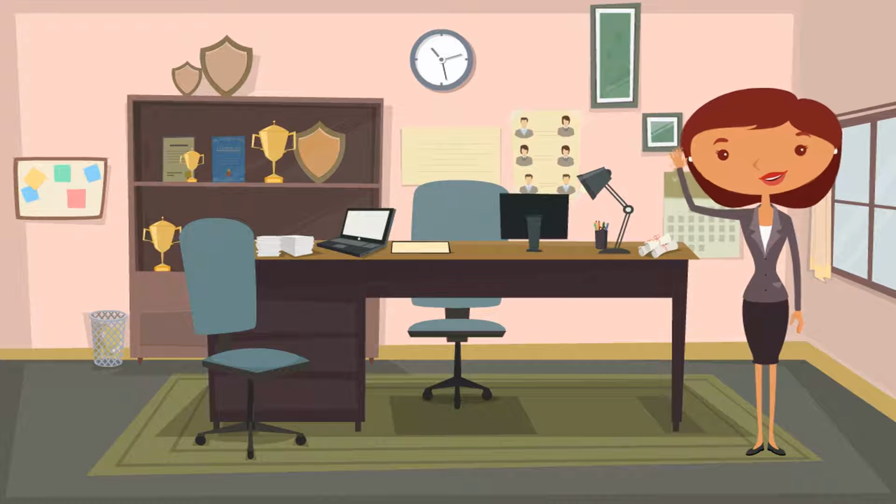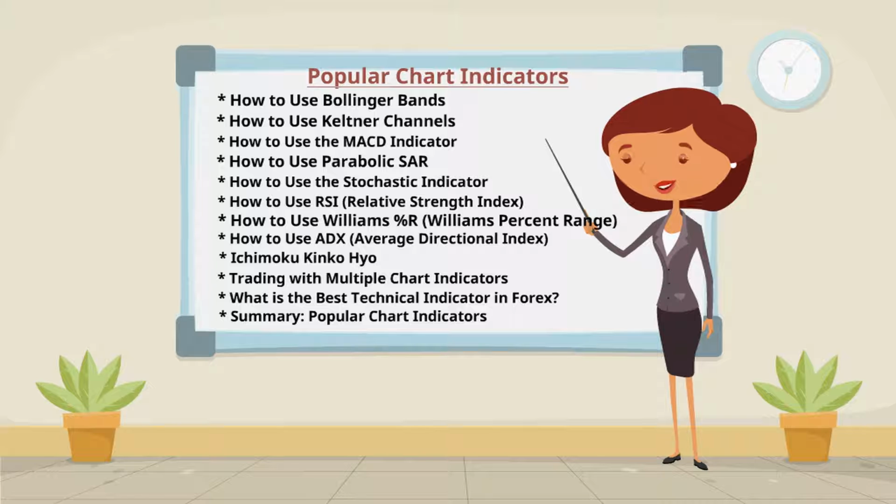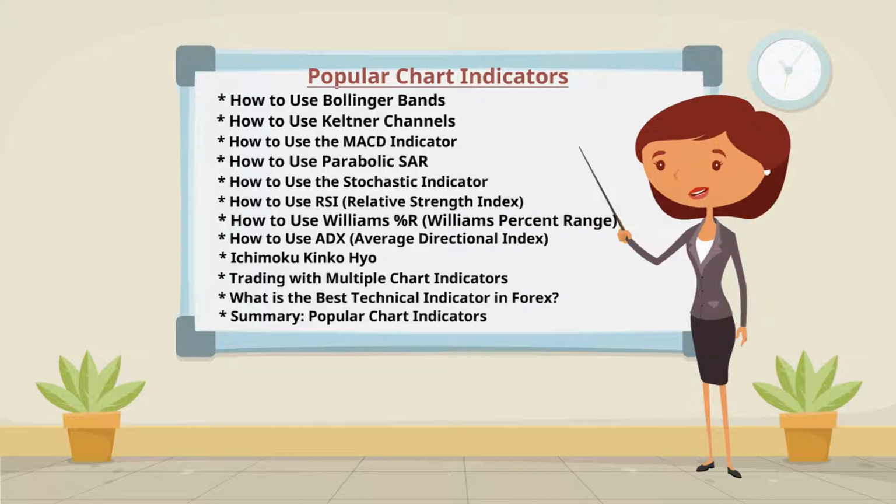Hey friends! Today we are going to start the fifth and last course of the elementary session, which is popular chart indicators. In this course we will cover the following lessons: how to use Bollinger Bands, how to use Keltner channels, how to use the MACD indicator, how to use parabolic SAR, how to use the stochastic indicator, how to use RSI, relative strength index, how to use Williams percent R, Williams percent range, how to use ADX, average directional index, Ichimoku Kinko Hyo, trading with multiple chart indicators.